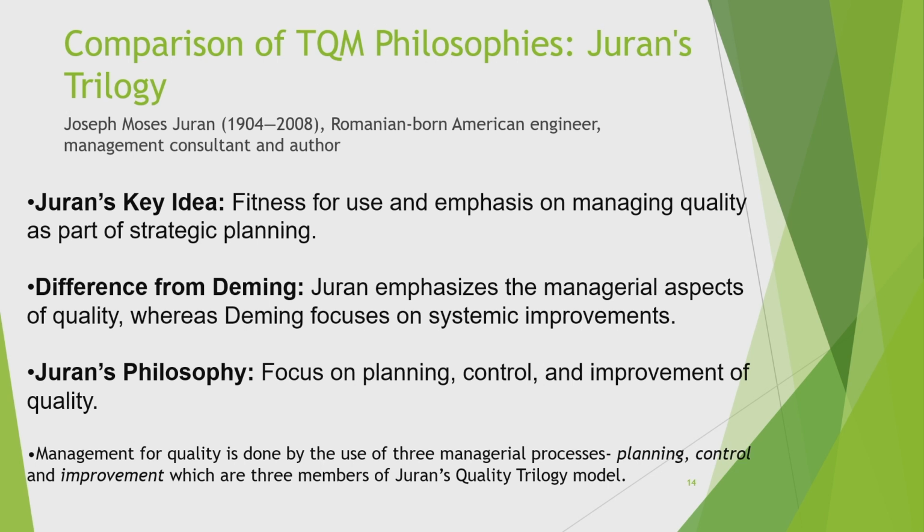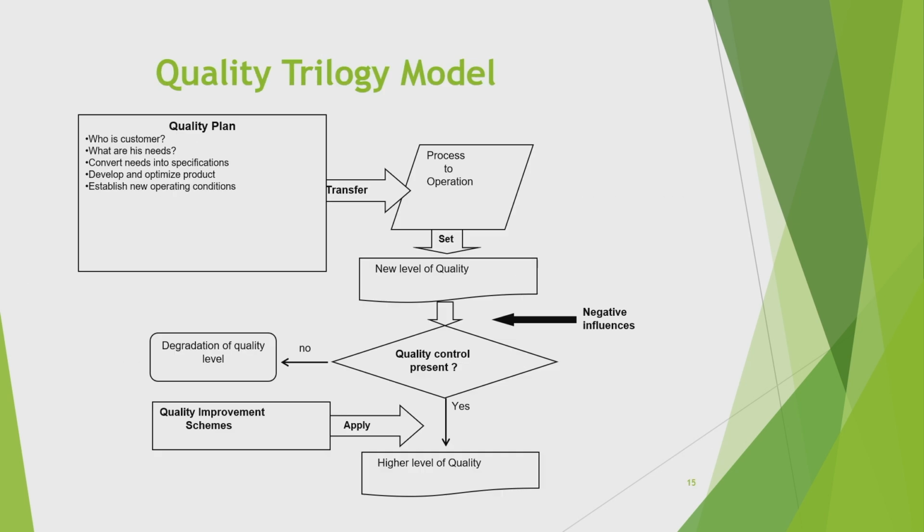Difference from Deming is that Juran emphasizes the managerial aspects of quality, whereas Deming focuses on systematic improvements at all levels, and Juran's philosophy focuses on planning, control and improvement of quality. Management for quality is done by the use of 3 managerial processes: planning, control and improvement, which are 3 members of Juran's quality trilogy model. So, he gave quality trilogy model.